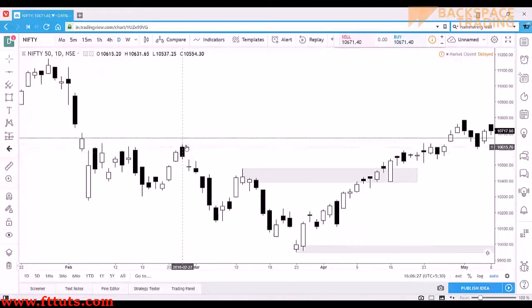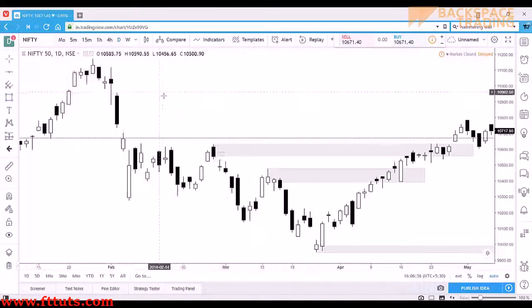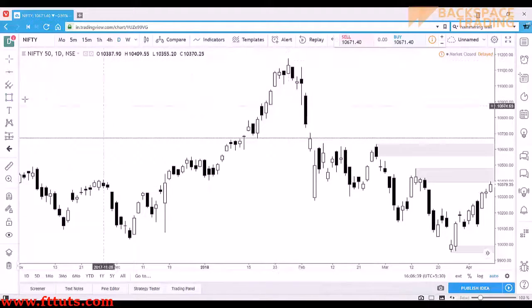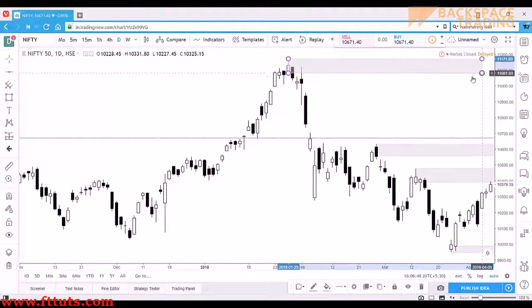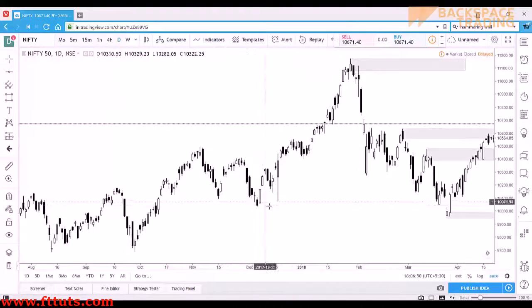Now I'm gonna mark this as well. Connect the dots, top wick, lower wick, lower body, connect. Now the swing over here, top wick, lower body, drag it. Here a swing low, swing low, swing high, swing high, swing low.